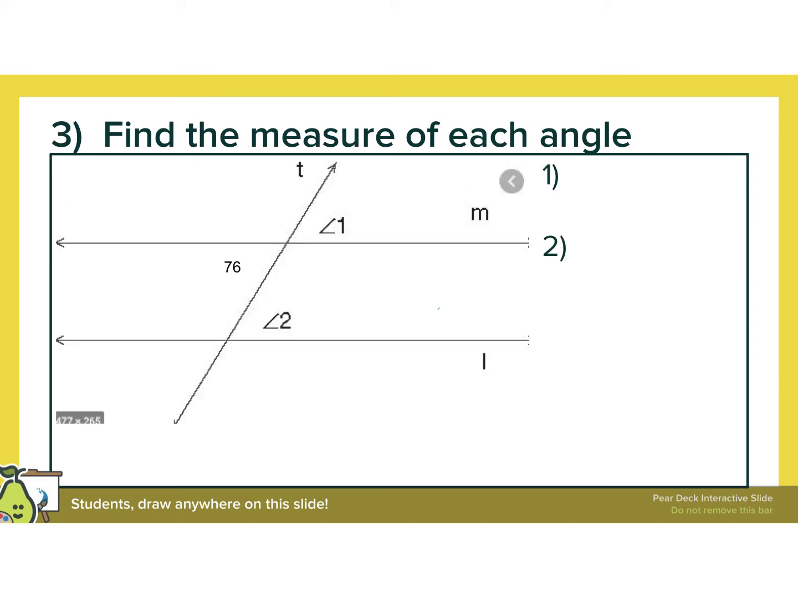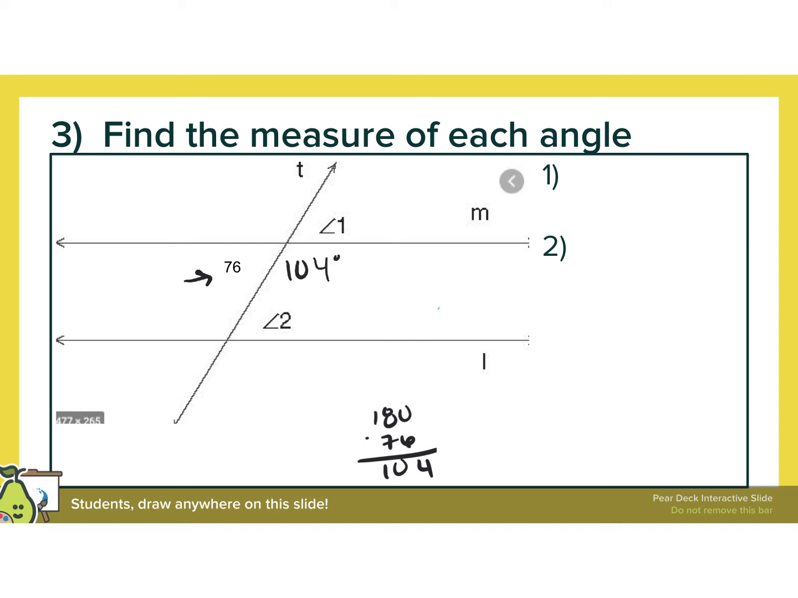Same thing. We've been given 76. So I'm going to subtract from 180. What is that going to be? 104. So the other angle is 104 degrees.